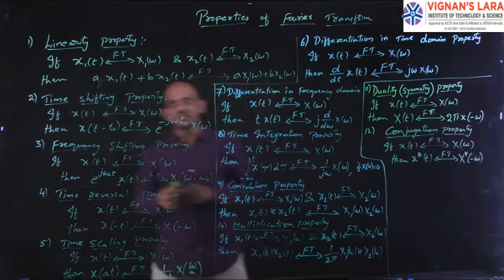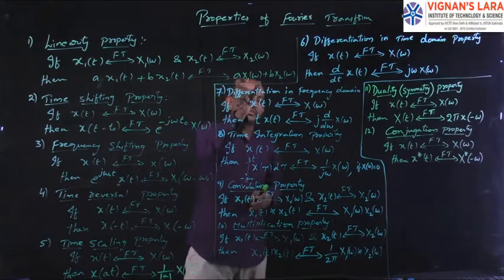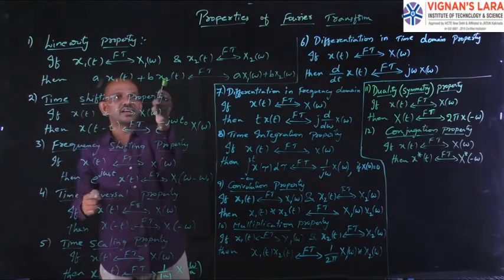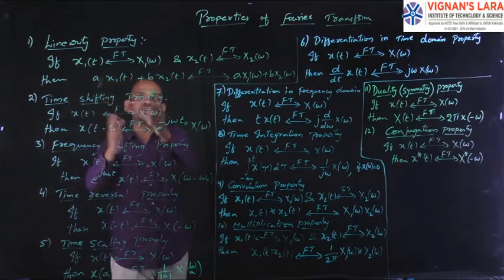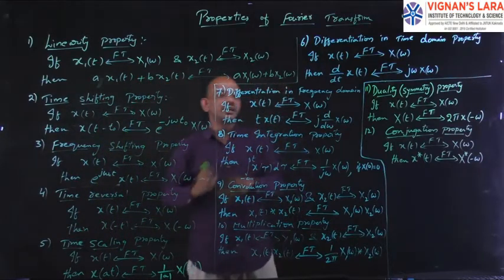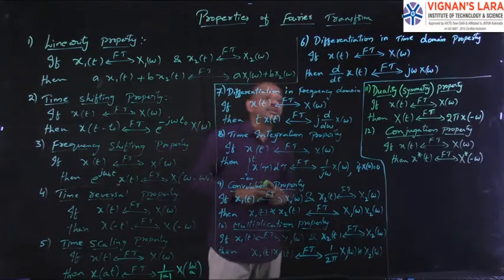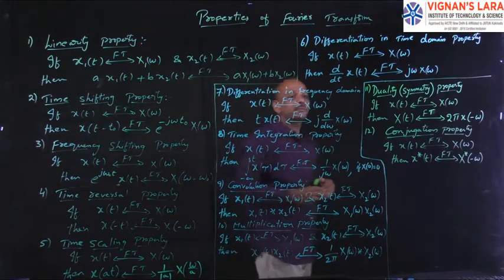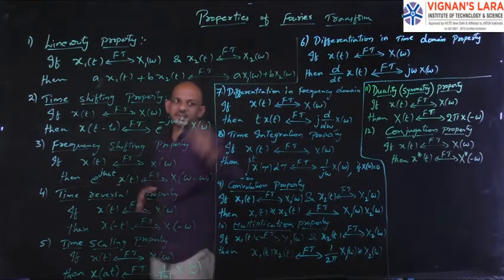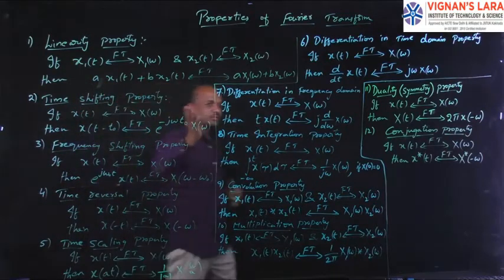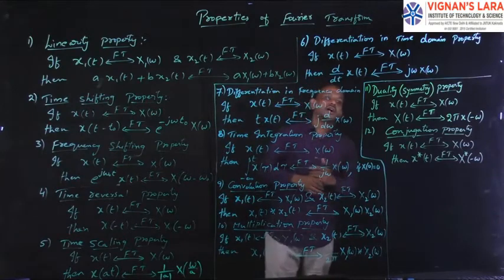Because for x1 of t the Fourier transform is x1 of omega, and for x2 of t the Fourier transform is x2 of omega. That means x1 of t is multiplied with a and x2 of t is multiplied with b. So a into x1 of t plus b into x2 of t is nothing but the weighted sum of two signals, that is equal to the weighted sum of their individual Fourier transforms, that is, x1 of omega is multiplied with a and x2 of omega is multiplied with b. So simply we can say the linearity property states that the weighted sum of the two signals is equal to the weighted sum of their individual Fourier transforms.